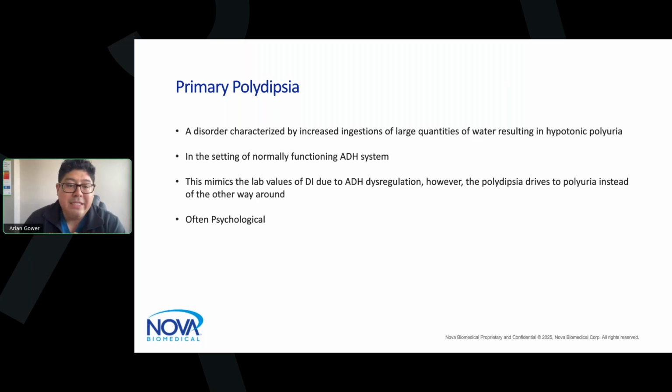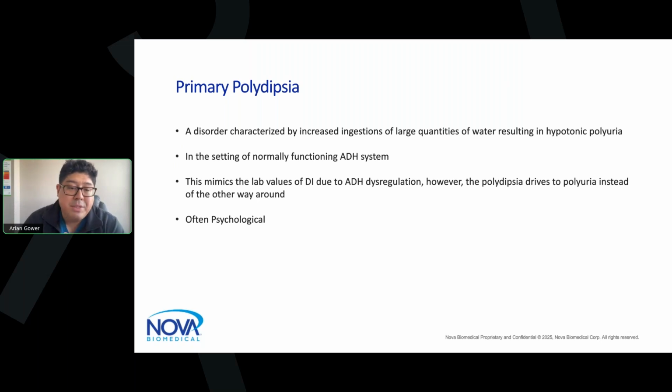Now, primary polydipsia is a disorder characterized by the ingestion of large quantities of water that results in hypotonic polyuria. It is important to note that this is in the setting of appropriate and completely normal functioning antidiuretic hormone and response. So the challenge is this mimics the values that we would typically see in diabetes insipidus. However, in this case, the polydipsia is what actually drives the polyuria instead of the other way around. These patients drink a large amount of water, which causes very dilute urine. These etiologies are often psychological and can be attributed to certain medications as well.